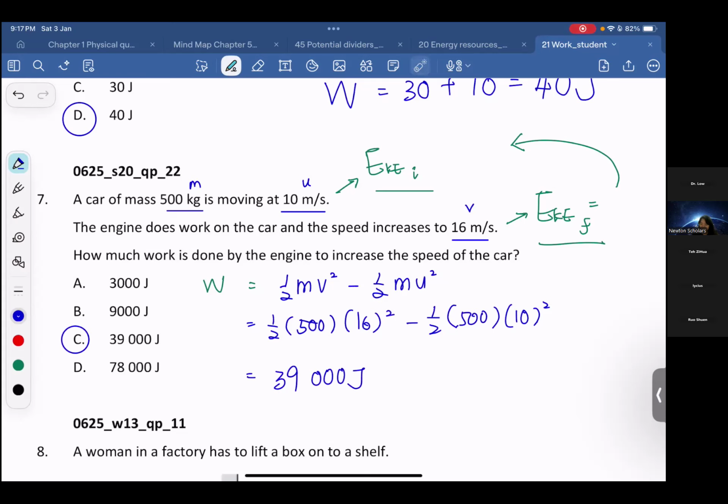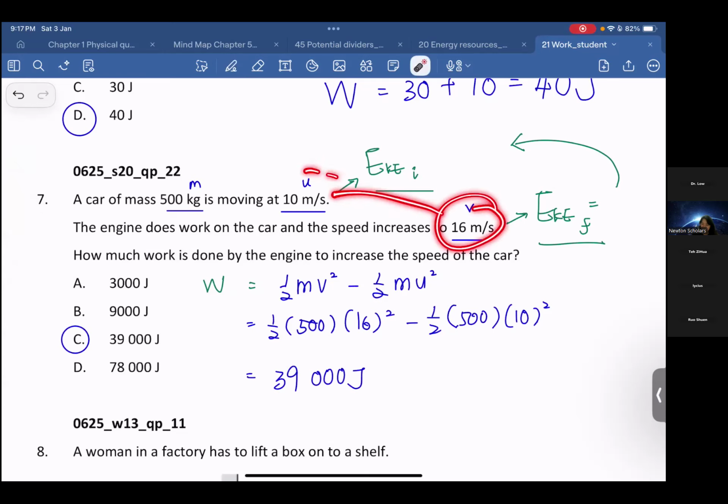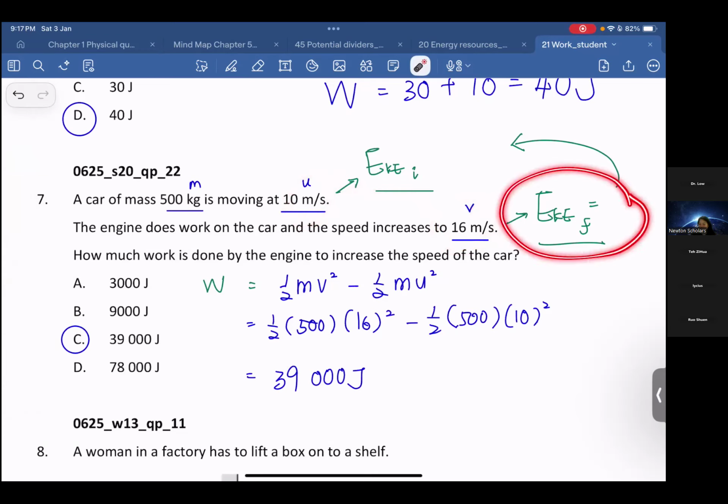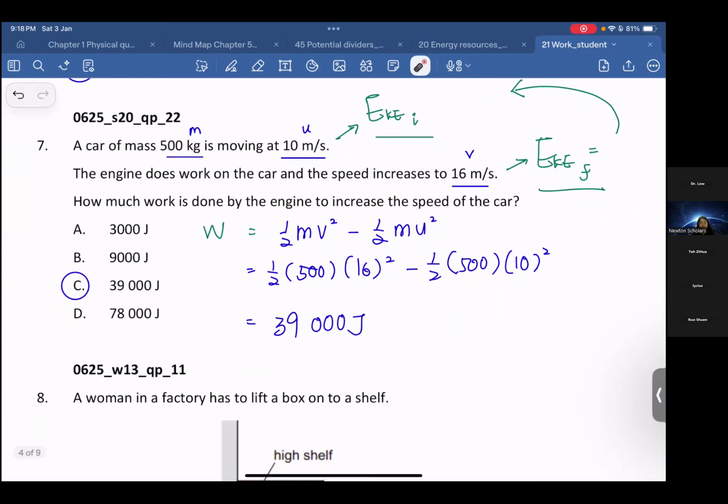You cannot straightaway minus first, v minus 10, then only count the energy. No. You have to count the final energy because you see the formula is v square, u square. So you cannot minus first, okay? Calculate the energy, then you do the minus after you get the energy.